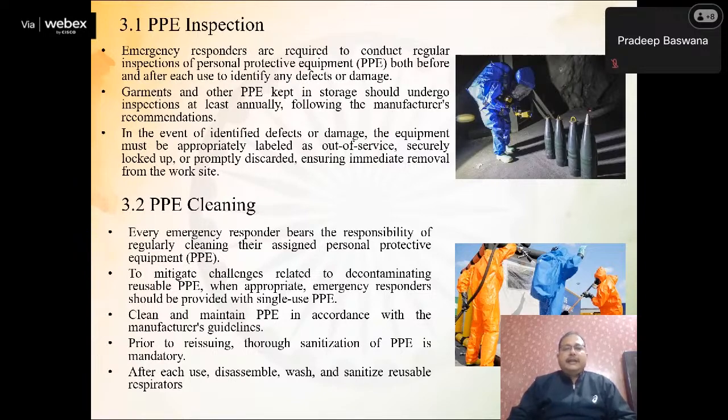In the event of identified defects or damage, the equipment must be appropriately labeled as out of service, securely locked up, or promptly discarded, ensuring immediate removal from the work site. So, whatever the condition, if required, it should be discarded.